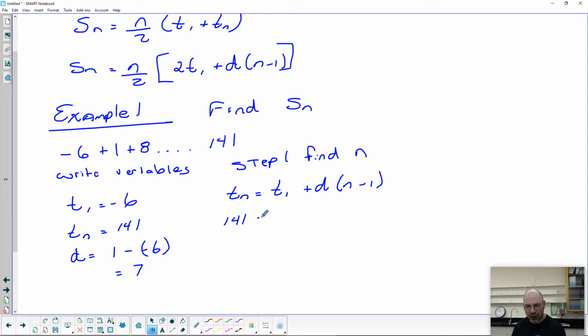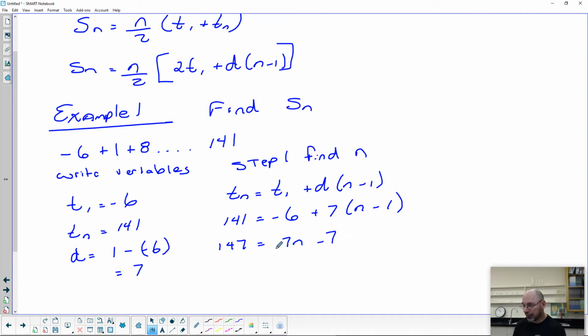Okay, so 141 equals -6 plus 7(n - 1). Now, we have to distribute this so that we can solve for n. So the first thing I'm going to do is add 6 to both sides. And then I'm going to multiply 7 times n and 7 times -1. Okay, so then I'm going to have to add a 7 to both sides now.